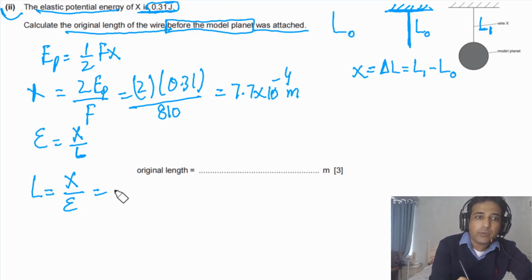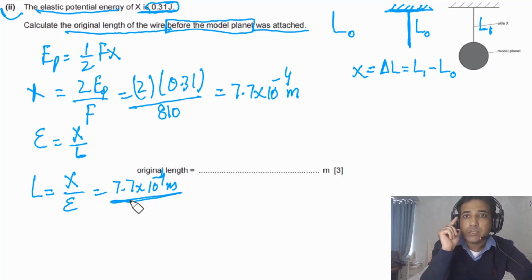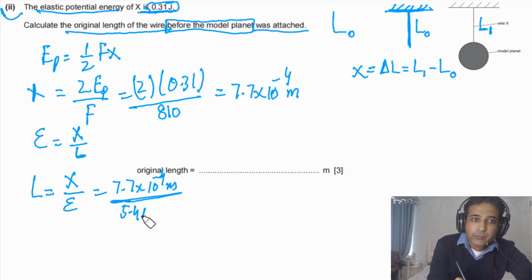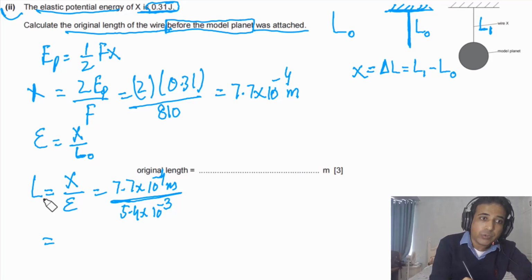So we have the value of X, that is 7.7 times 10 to the minus 4 meters, and the value of strain we have calculated in the last part. Actually that was given to us in the question, and the value was 5.4 times 10 to the minus 3. So if we solve this one, we will get the value of L, and this is L naught, the original length. So we will get 0.14 meters. So this is the value of L naught.